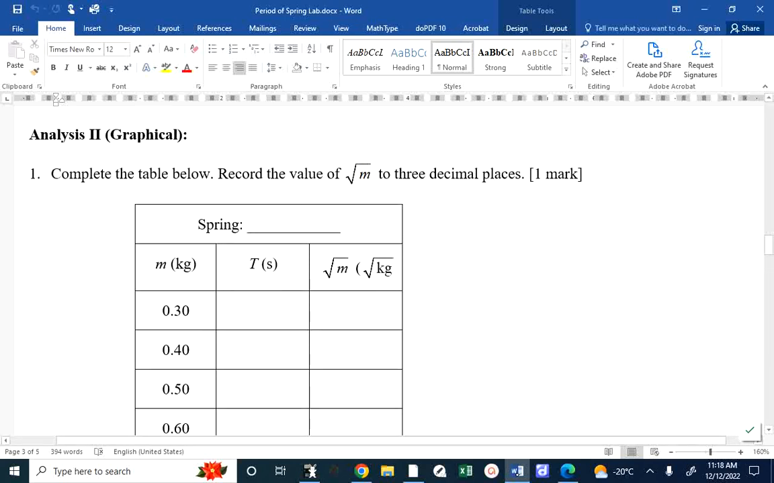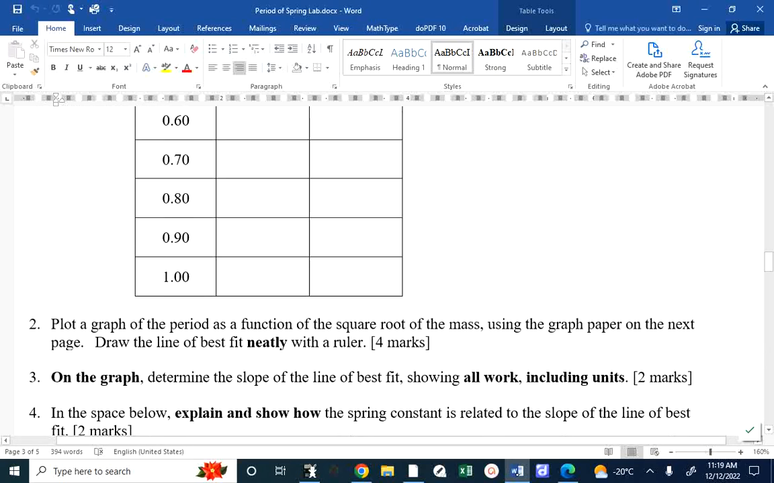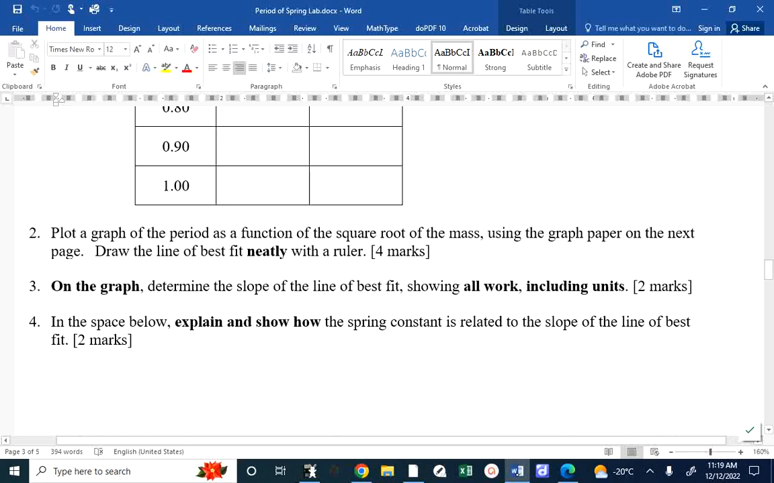And I'm telling you, record your root masses to 3 decimal places. Whether you can use all 3 when you go to plot them on whatever scale you've created is a matter of debate. It doesn't matter, but 3 decimal places will be enough. You may not need the third one, but you might need the second. Okay, so you do that, you make the graph.